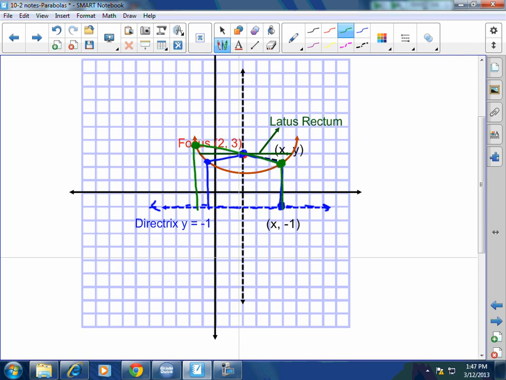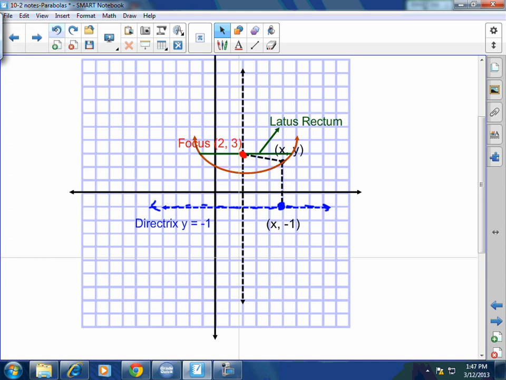So what are all of these things? Let me just explain a couple of things to you. First of all, this line going through the vertex is called my axis of symmetry. This point here, even though it's not labeled, is my vertex. This point here is just an (x, y), a point on the graph. And this is the focus.